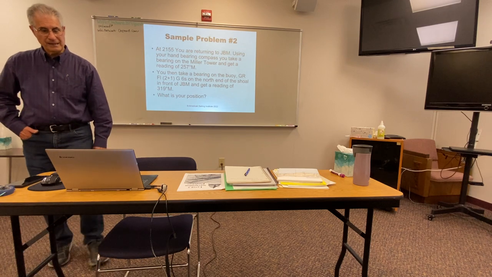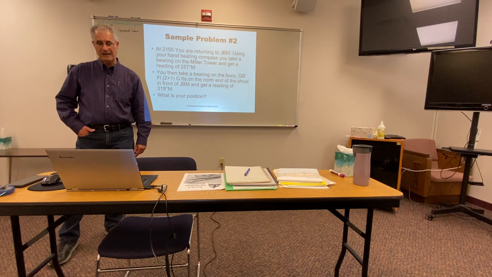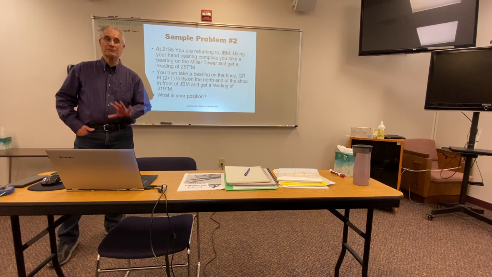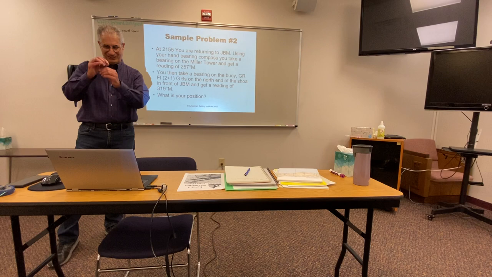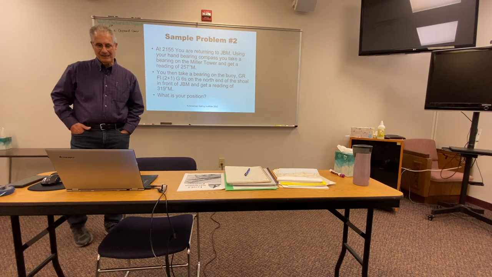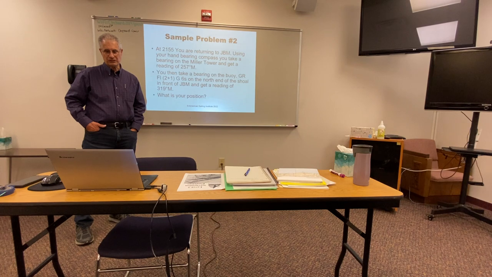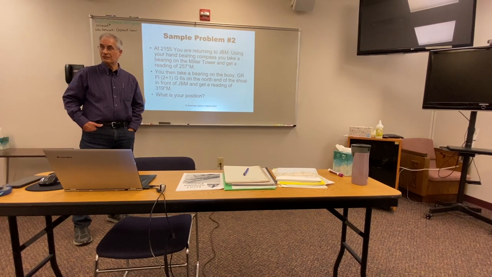So we're going to do one now. Another problem at 2155, returning to JBM. I hope this one's not so close to shore, so small. We'll see. Using your hand bearing compass, you take a bearing on Miller Tower and get a reading of 257 magnetic. Then you take a bearing to a buoy and get a reading of 319. So what's your position? We've got two bearings here, right? So this is a two-bearing fix.